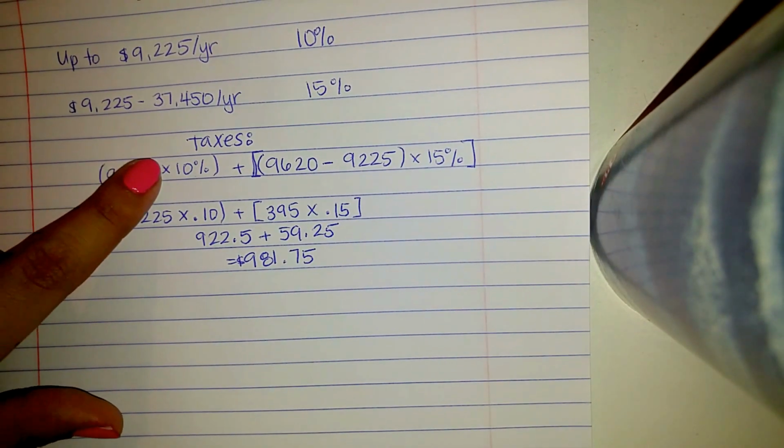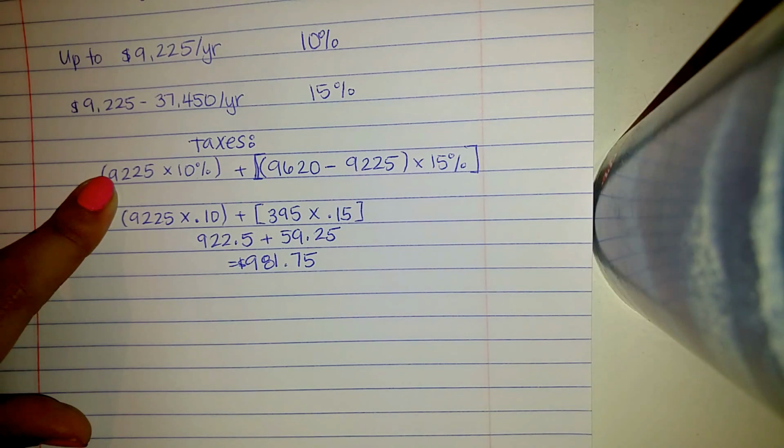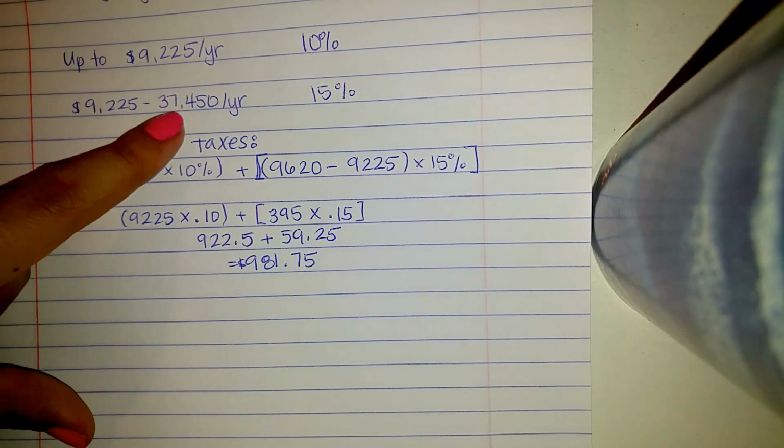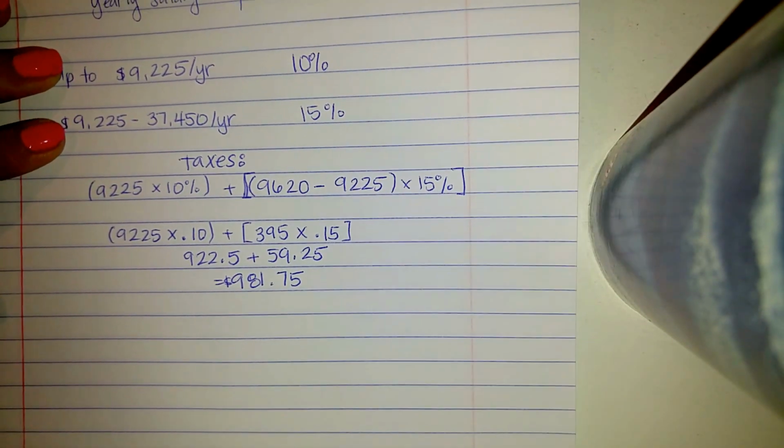You can use this same formula for your own taxes. It is highly unlikely that as a part-time employee, you'll be making more than $37,000 a year. So we're going to keep it at these two brackets.